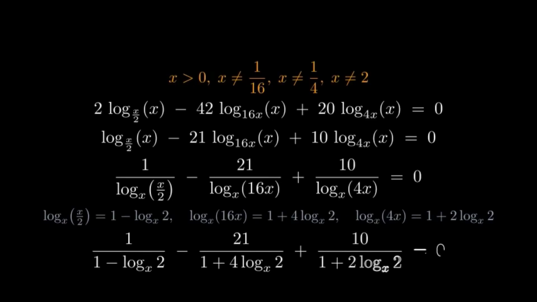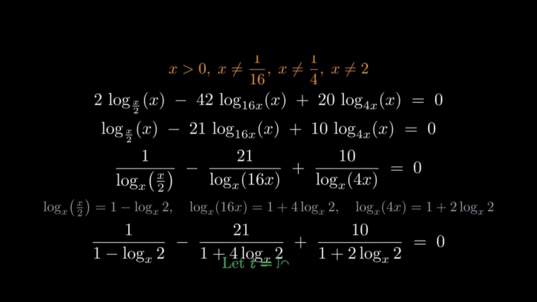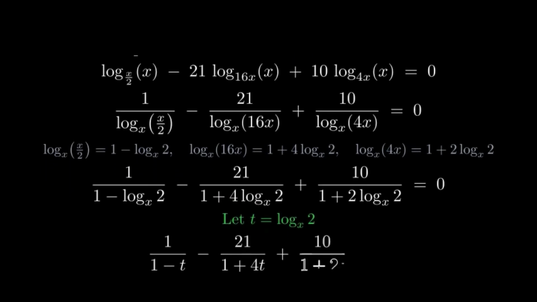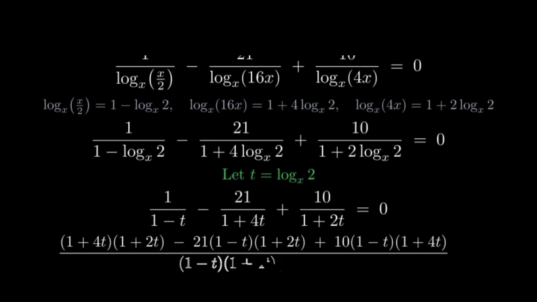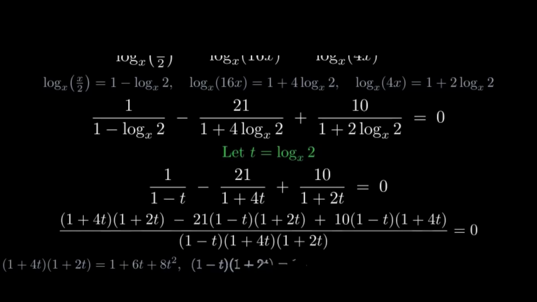Step 4. To simplify the notation, let t equal log base x of 2. The equation becomes 1 over 1 minus t minus 21 over 1 plus 4t plus 10 over 1 plus 2t equals 0. Step 5. Combine the fractions over a common denominator and set the numerator equal to 0. Expand the numerator carefully. Combine like terms to get a quadratic in t.